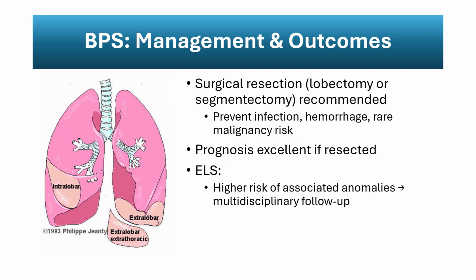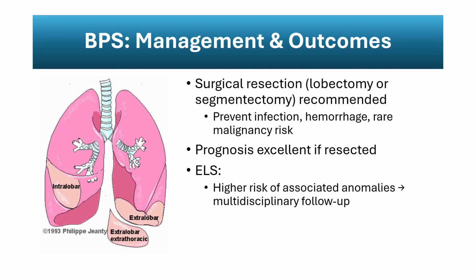Intralobar sequestrations require careful dissection within the lung parenchyma to preserve healthy tissue, while extralobar sequestrations can often be removed independently due to their separate pleura. Outcomes are excellent when resection is complete, with most patients achieving normal respiratory function and minimal long-term complications.